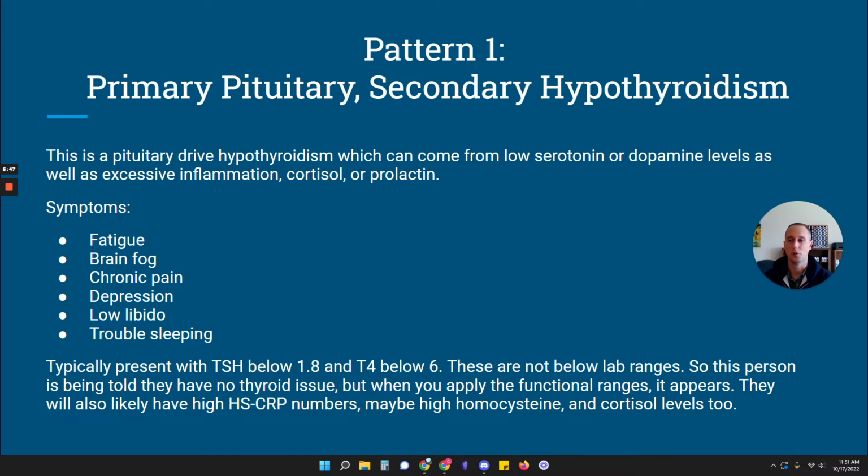I don't know if you know what CRP is, but it's C-reactive protein. And that's pretty much showing there's overall systemic inflammation going on in the body. They may also present with high homocysteine, which often goes hand in hand with CRP, and then the cortisol levels, which I already mentioned could be off with stress issues.